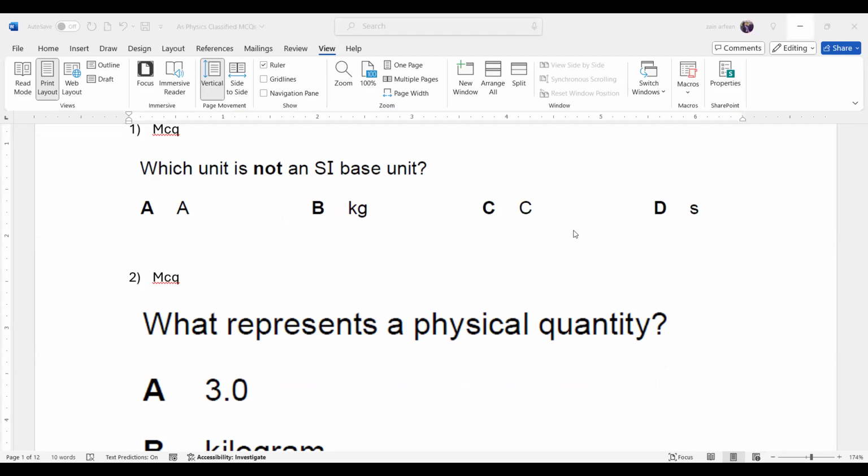Yes, Muhammad Isa, what's your answer? Ghulam. Ammar. So till now, everyone answered correctly. Which is not an SI base unit? Ampere. Yes, kilogram is second, but coulomb is not, because coulomb is a derived unit, not the base unit.